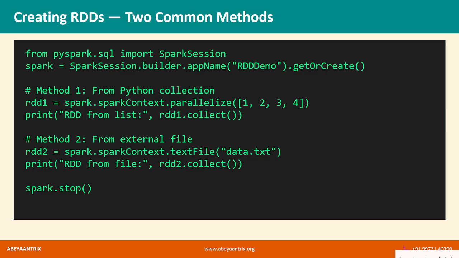Two methods. Here also you have to collect it and display the data. Whether you are using the text file or directly giving the data, you have to collect it for printing. Then after everything is finished, you can stop the Spark session, because Spark will be running in the background until you stop it. Once you finish your execution, it is better to stop Spark. How do you stop Spark? spark.stop. This is the line to stop Spark. These are the methods of creating the RDD.